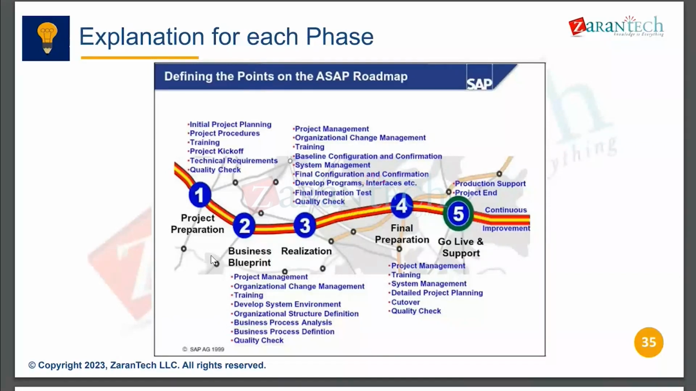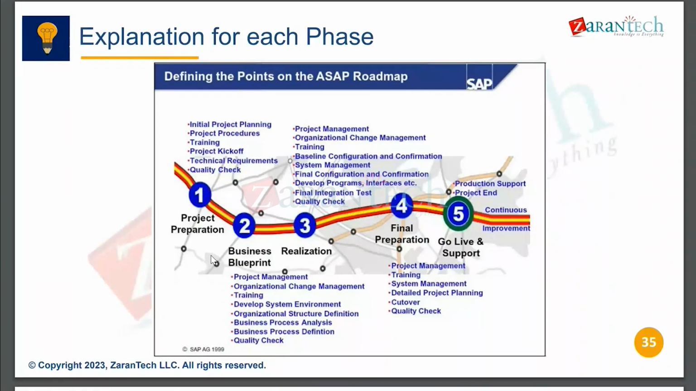Then the realization phase: baseline configuration to the system, and we'll manage the development system completely. We'll develop programs, interfaces, or any enhancement required, etc., which is a complete custom solution. And final integration test, where entire modules will be tested end to end. And the final quality checks. Why the quality check is required in each and every phase is that it is the final stage of that particular phase, where we will check whether all the demands are met.